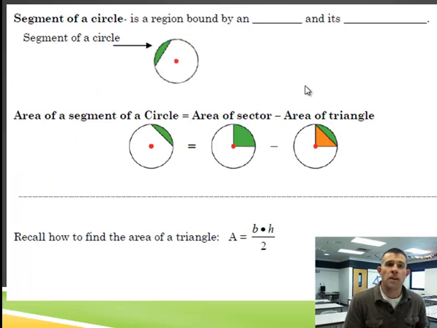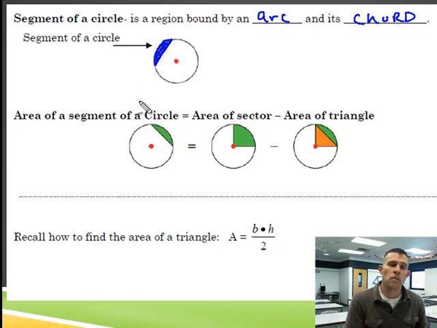Next, we're going to talk about finding the segment of a circle. A segment of a circle is the region bound by an arc and its chord. So if you take a look here at our picture, here's our circle, and this arc right here and the chord that goes between the endpoints of the arc form this segment. So this shaded area here is called our segment.